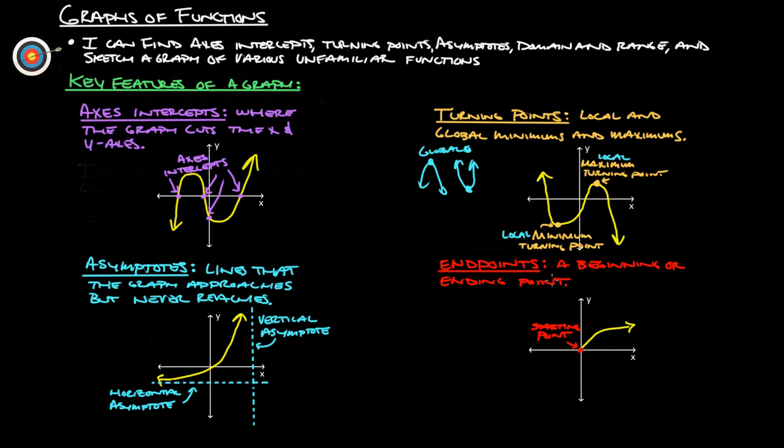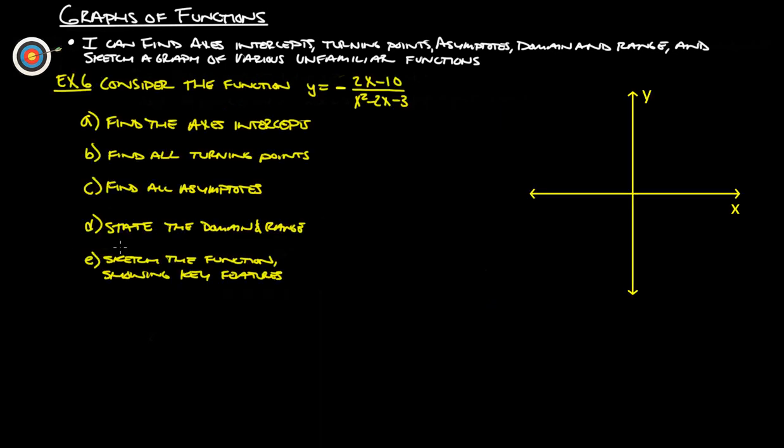And then endpoints is the beginning or ending point. So this graph starts right here at 0 and goes forever and ever to the right. So that is an endpoint. Okay, let's take a look at all of this information on an example. Example 6, consider the function, this negative blah, blah, blah. We're going to find the axis intercepts, turning points, asymptotes, find the domain and range, and then sketch the function showing any key features.